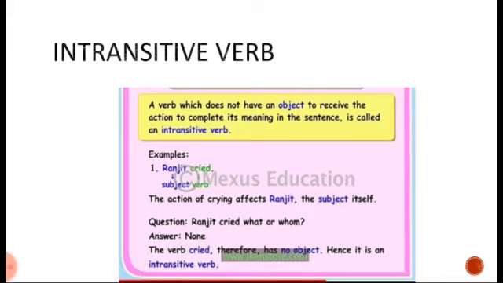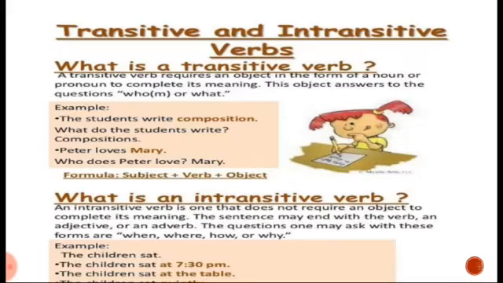So here we have no object, so it is intransitive. See, Ranjit cried what? No answer. Ranjit cried whom? Again no answer. So here the verb cried is an intransitive verb because it has no object. You can see some examples here.